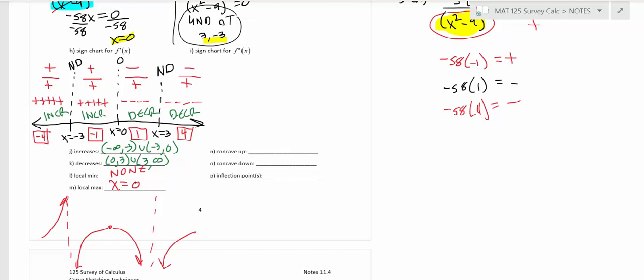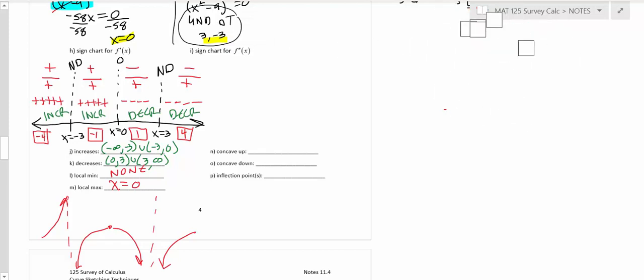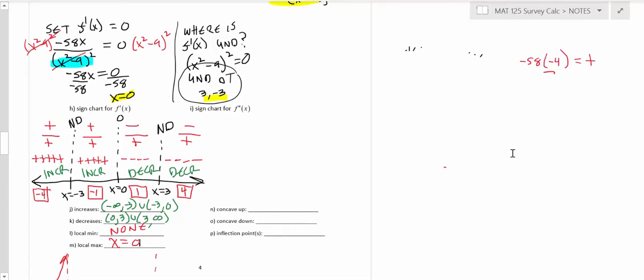The sign chart will tell you mins and maxes. It's just where the sign changes. It's got to be a point on the graph where the sign changes, either from plus to minus or minus to plus. That's the only place that happens. Now what we're going to do is put together the sign chart for the second derivative, which is very, very similar.